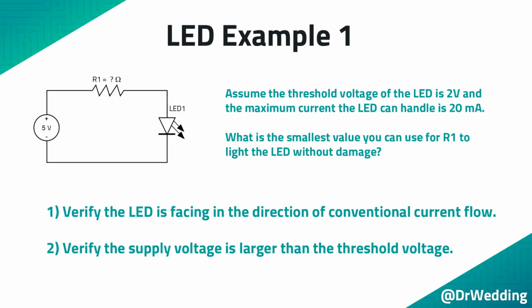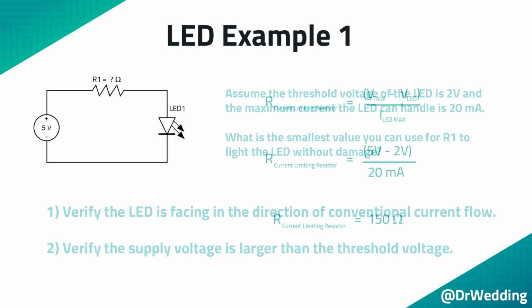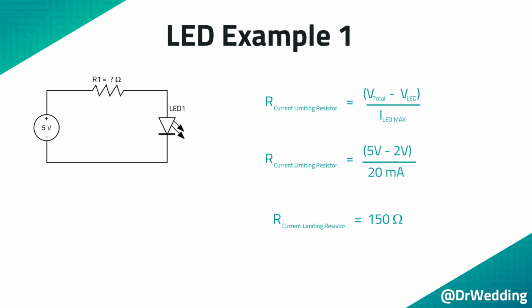Before you start, you need to check 2 conditions. First, verify the LED is facing in the direction of conventional current flow. And second, verify the supply voltage is larger than the threshold voltage. If both of these conditions are true, you can solve the problem. Using the current limiting resistor equation, plug the known values into it. In this example, the answer is 150 ohms. This is the answer to the question, what is the smallest resistor value you can use?